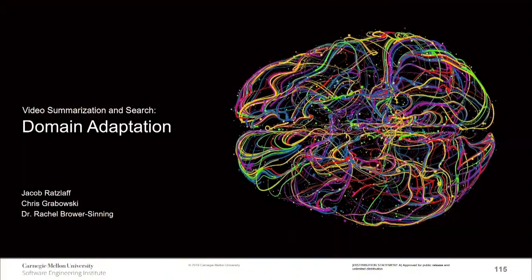And finally, once we get to the point where we can actually identify objects and track these objects, what's the next step? Well, we believe the next step is to recognize patterns in the data based on those detections and tracks. So I'd like to introduce Rachel Brower-Sinning, who will speak to domain adaptation. Thank you, Rachel.